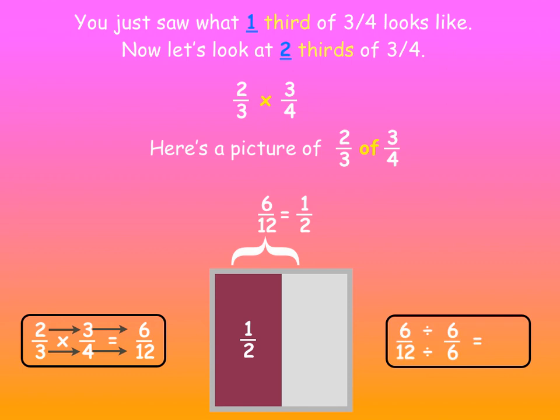6/12. We'll divide each number by 6, because we're simplifying by dividing. So we divide 6 by 6, and that gives us 1. 12 divided by 6 is 2. 1/2.